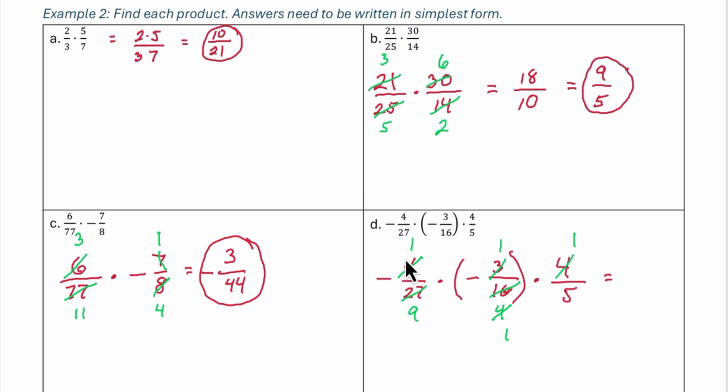Remember, with multiplication, we look at the numerators. So we have 1, 1, 1. 1 times 1 times 1 is 1. And look at the denominators. 9 times 1 is 9, times 5 is 45. Now we can look at the sign. We have a negative times a positive. If we have an even number of negatives, that means our final product is positive. So we have positive 1/45.